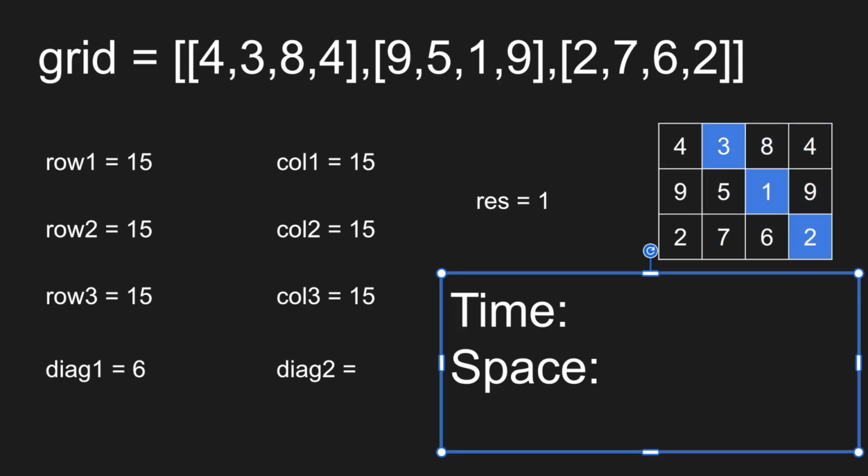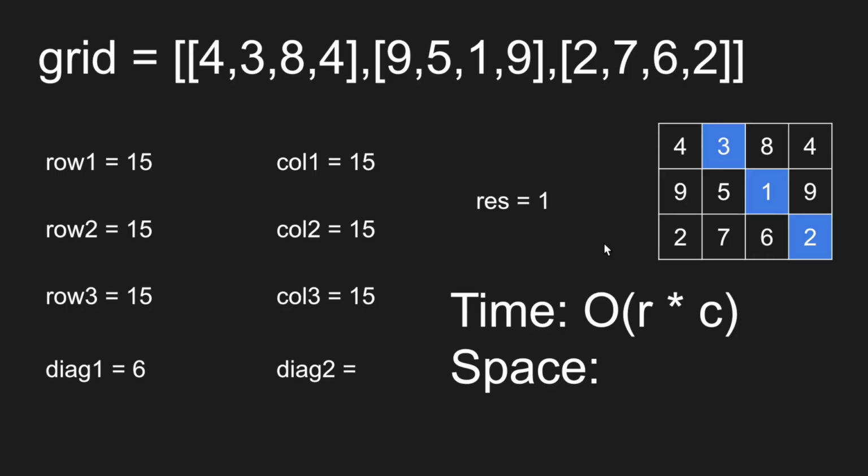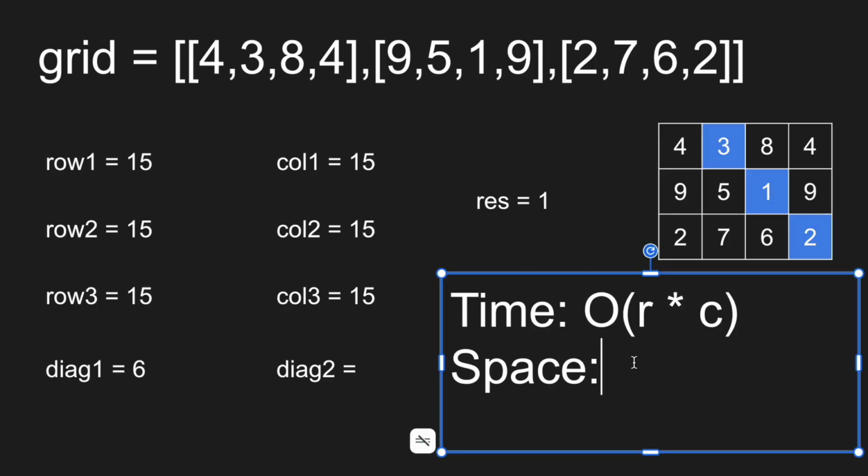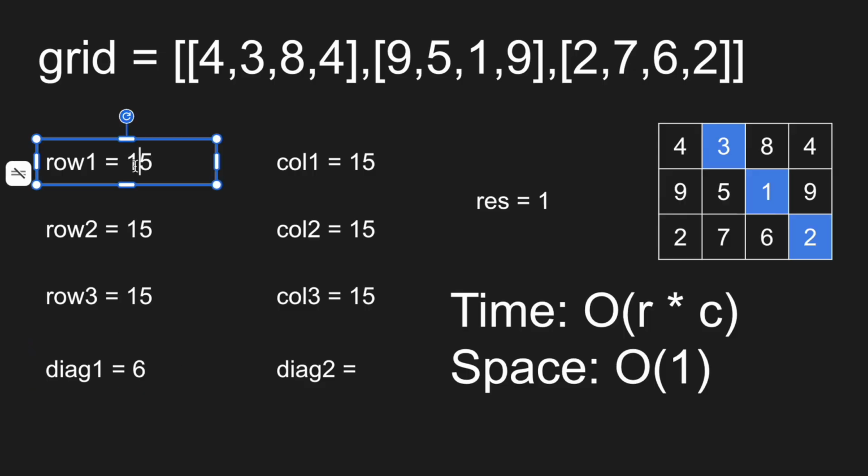So the time complexity would be O of R times C, where R is the number of rows and C is the number of columns, because that would be the number of indexes that we may iterate through. And the space complexity would be O of 1, because the size of these variables will not depend on the size of the input of the problem. So now let's get to the coding part.